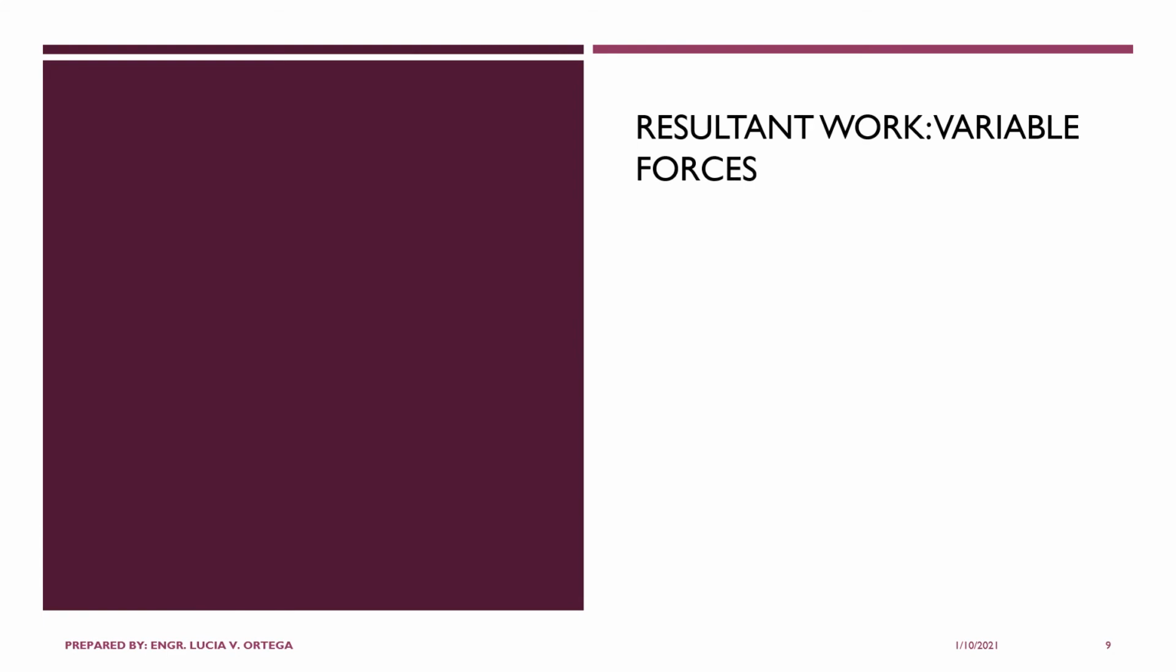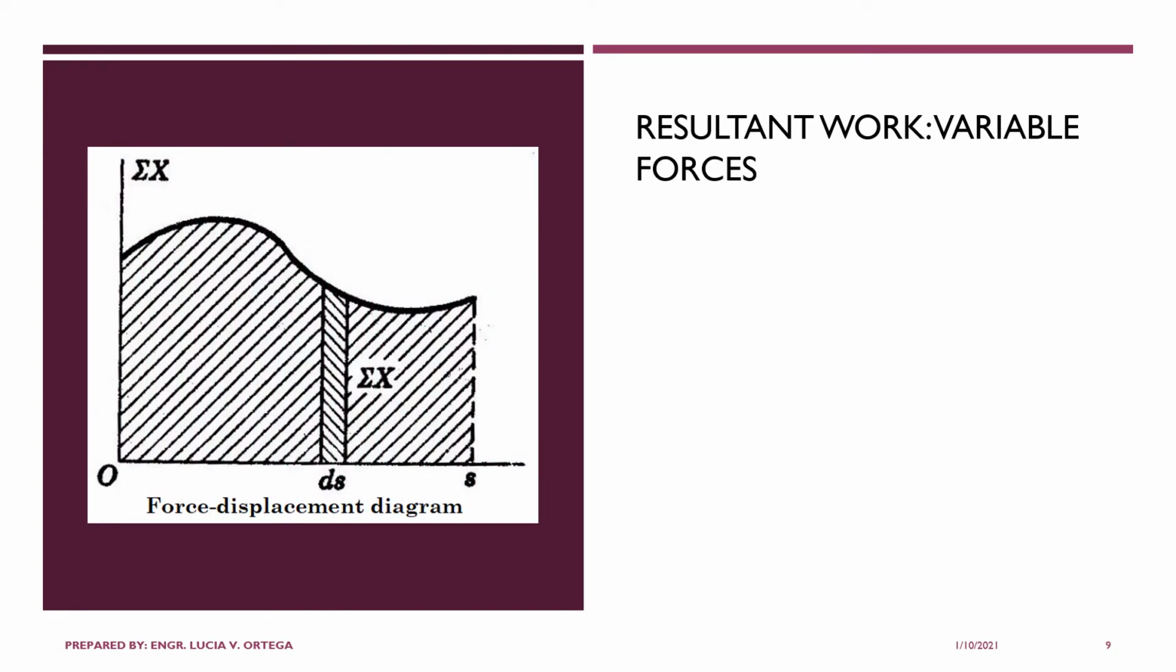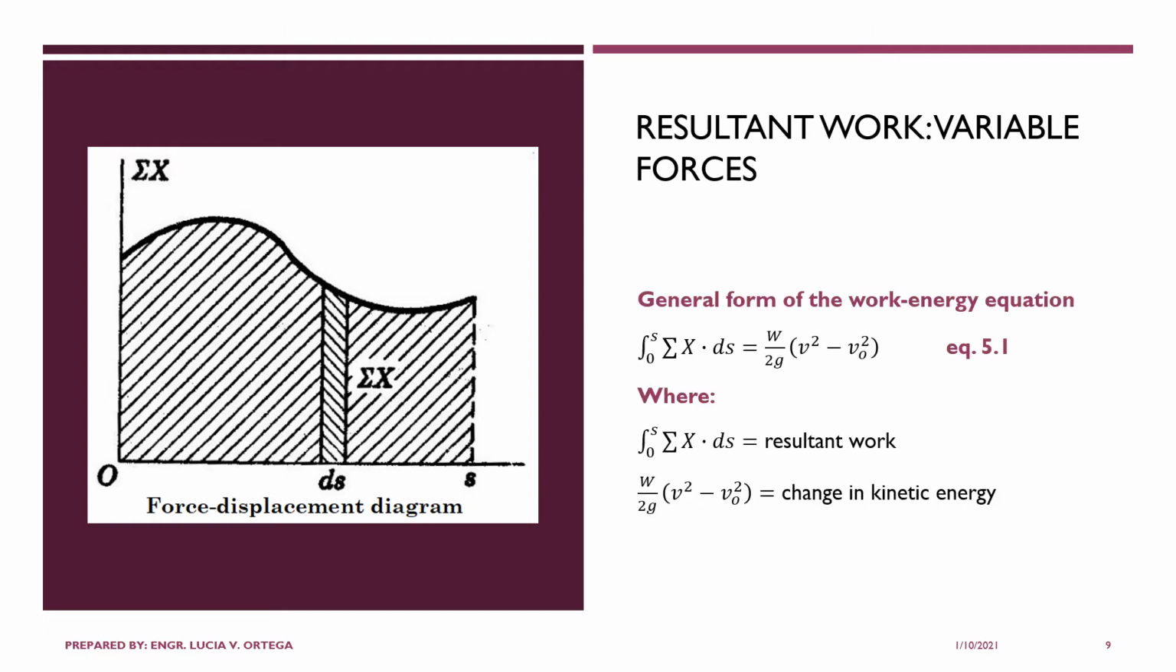Now, for the resultant work, if the force applied is variable, you can draw the force displacement diagram, or we call it the motion diagram. The general form of the work energy equation is equation 5.1. We need the resultant work, and that is equal to the change in kinetic energy.